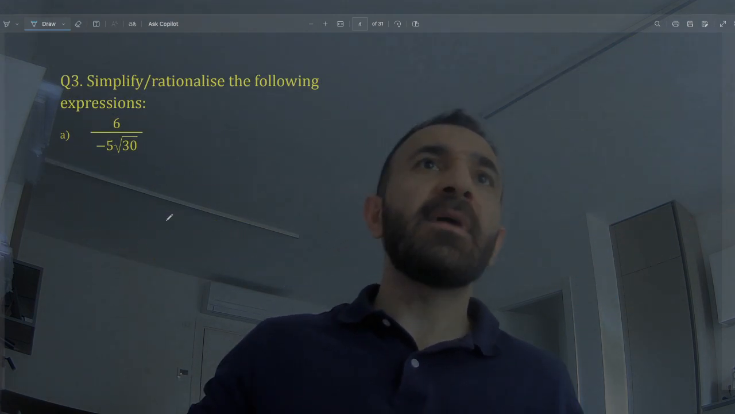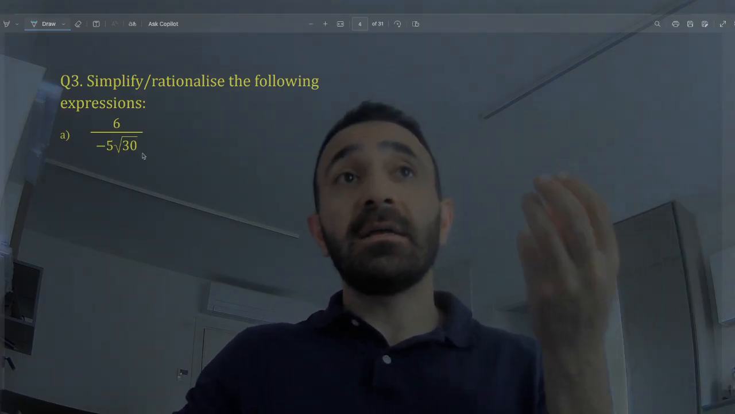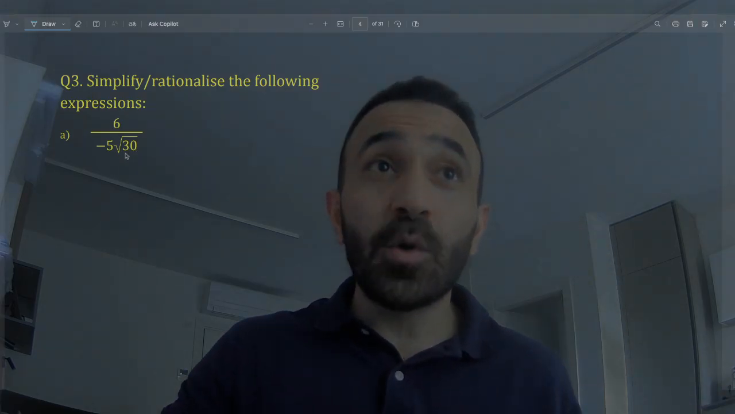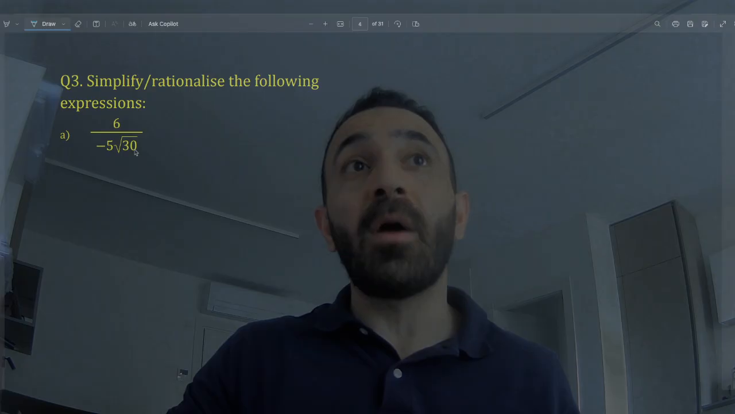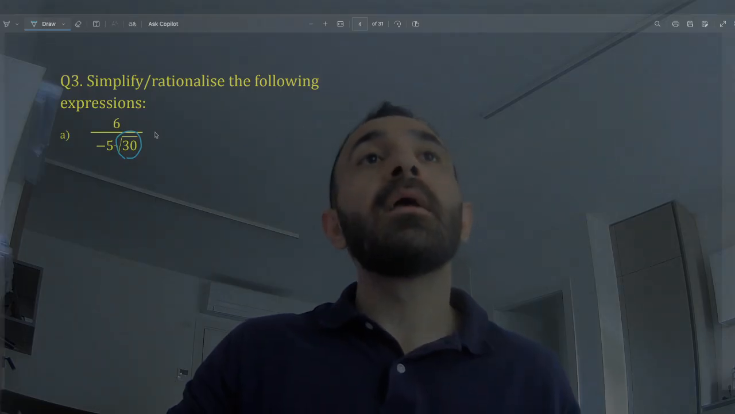Okay. Simplify and rationalize. What is the idea of rationalizing? We don't like to see radicals in the denominator. Okay. So here minus square root of 30 is the problem. This value here is the problem. What can I do?